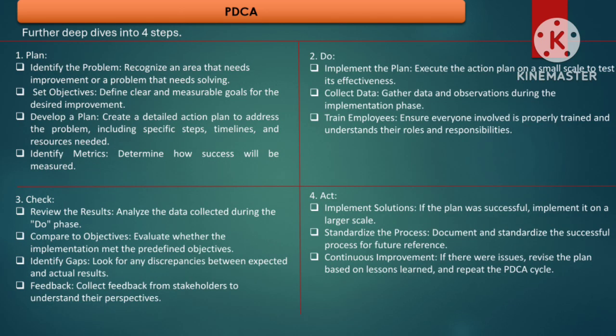Let's further deep dive into these four steps. So as we talked about plan, identify the problem. Very important, you know your pain area, the problem that you want to tackle, your problem statement, and set your objectives very clearly. What are the measurable goals that you are setting, what you want to achieve, right? As you are looking for improvement in your process or defects removal, you should put up measurable goals.